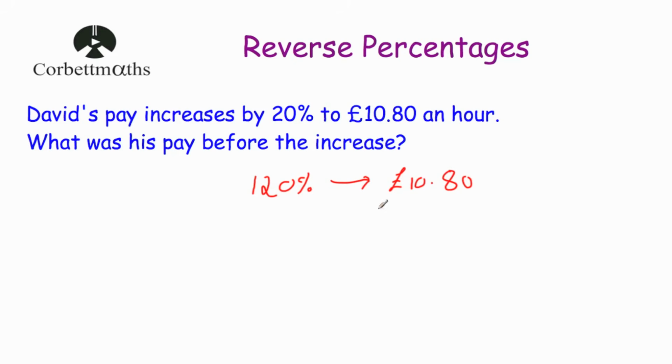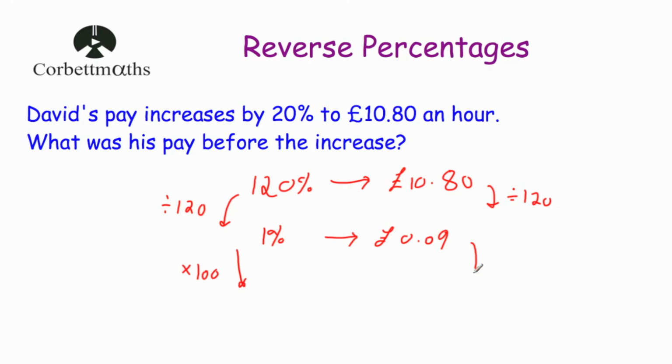So let's find our 1% and then find our 100%. So let's divide by 120. So 120% divided by 120 is 1%. And if we divide £10.80 by 120, that's equal to 0.09 pounds or 9 pence. And we want to find our 100%. So if we multiply by 100 and multiply by 100, we will find what David's pay was. So 100% is equal to £9. So David's pay before the increase was £9.